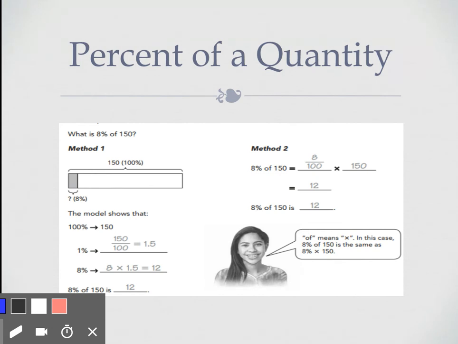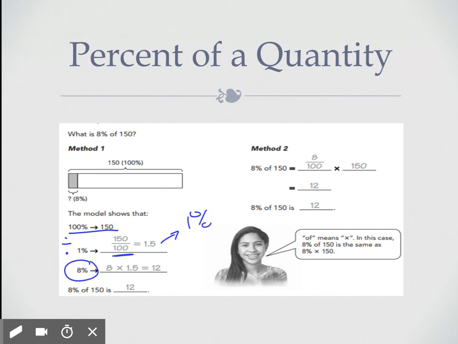So here, the first one's with a model, 8% of 150. First, 100% equals 150. So the first thing to do is find what 1% is. So you're going to divide your whole by 100, and you'll see that 1.5 is what 1% is. And then to find what 8% is, you just simply multiply 8 by 1.5. And that answer would be 12.